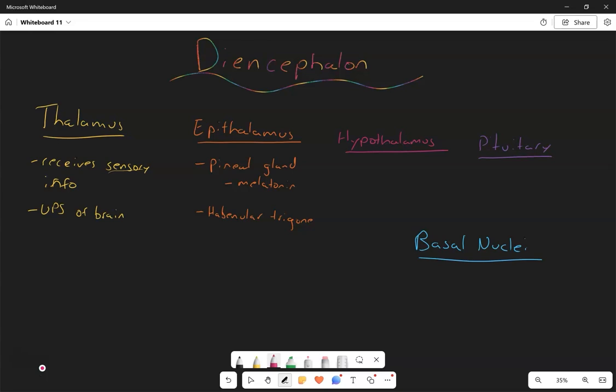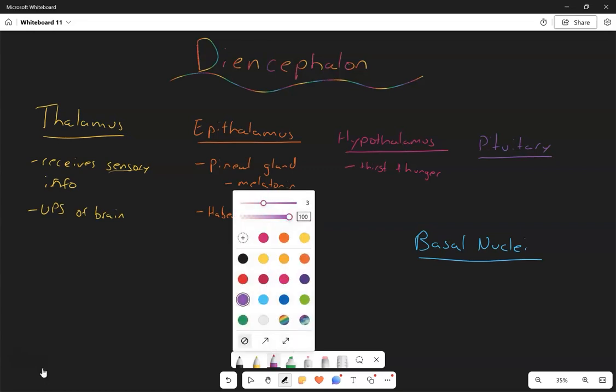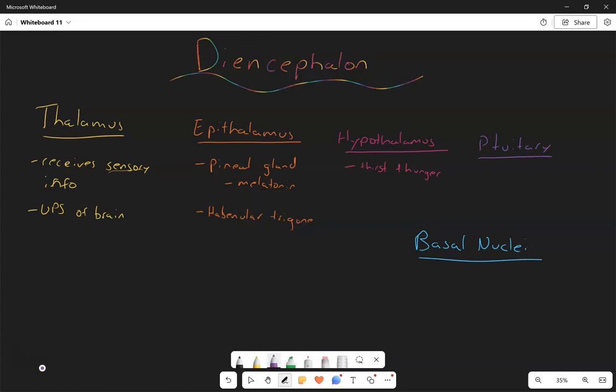So your hypothalamus, remember, has a direct connection with the pituitary gland, and it's responsible for regulating thirst and hunger, right, as well as residing over the pituitary gland, which is the master endocrine gland. So remember, it also has neural tissue in it, right?